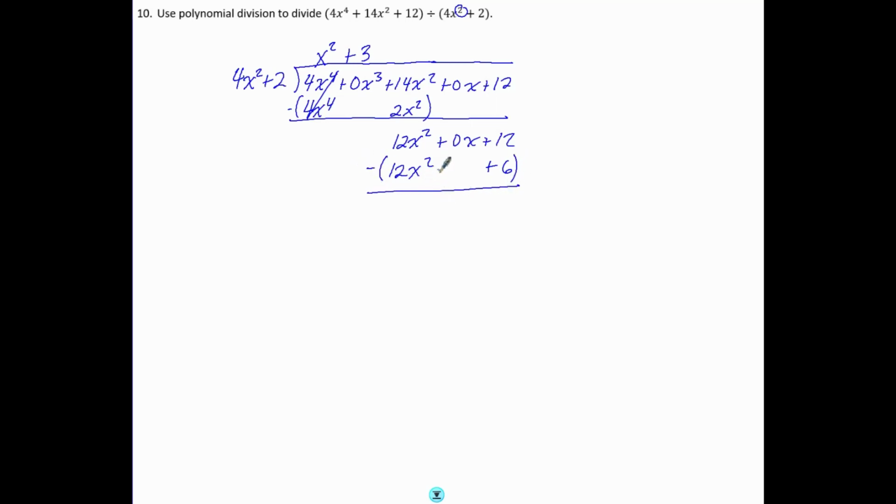Okay, parentheses and subtract, 12 minus 12, that gets me nothing. 0 minus 0, that's nothing again. And then 12 minus 6 is 6. Don't forget, this is going to be your remainder, and write this out as x squared plus 3 plus 6 over what we were dividing by, 4x squared plus 2. This is going to be your final answer right there.